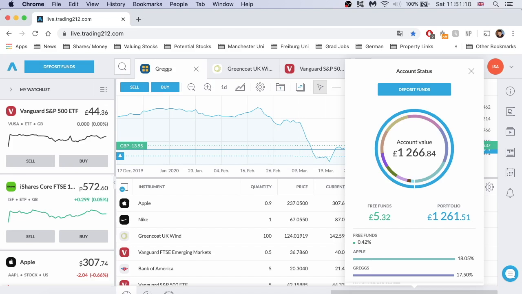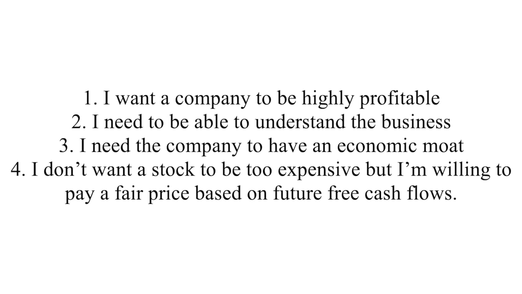So with that out of the way, and now that I've explained my rationale behind choosing value stocks to invest in, I'm now going to go over the following 4 key criteria a stock must have for me to even consider buying in. I want a company to be highly profitable, I need to be able to understand the business, I need the company to have an economic moat, which is essentially just competitive advantages that cannot be easily taken away by competition, and I don't want a stock to be too expensive, but I'm willing to pay a fair price based on future free cash flow.